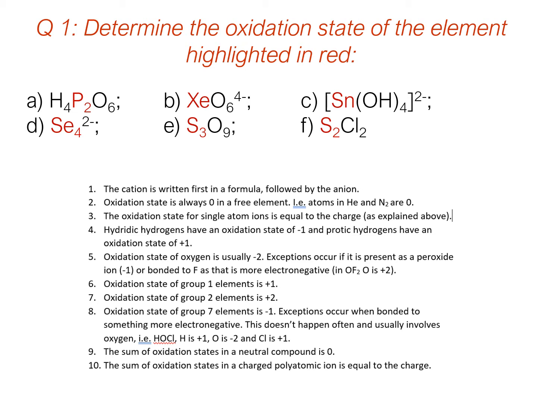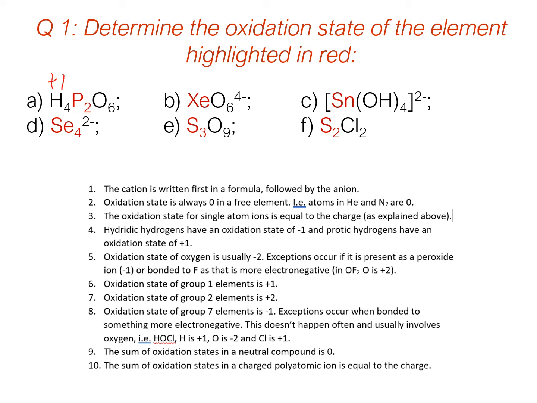The sum of oxidation states in a neutral compound is 0, and the sum of oxidation states in a charged polyatomic ion is equal to the charge. And we're going to be using those two for working through all of these. So let's start with A and work through it. So the cation is written first in the formula, so we know the hydrogen is going to be positively charged, therefore it's a protic hydrogen and has an oxidation state of +1.